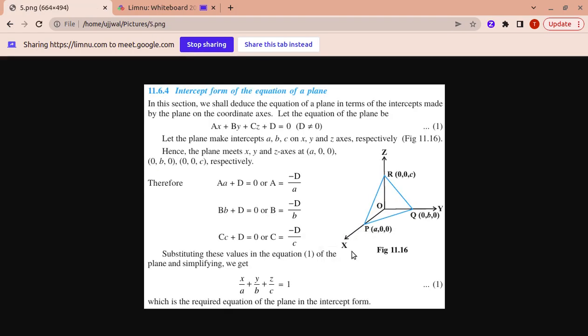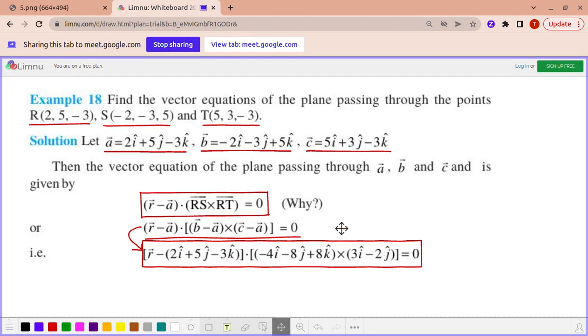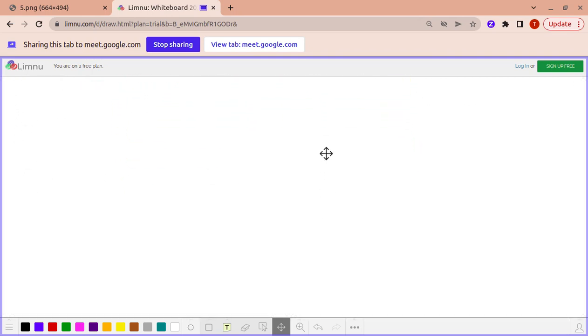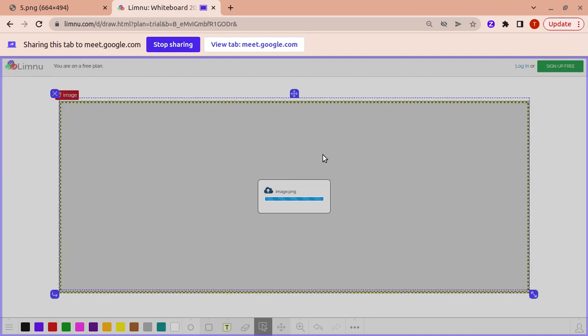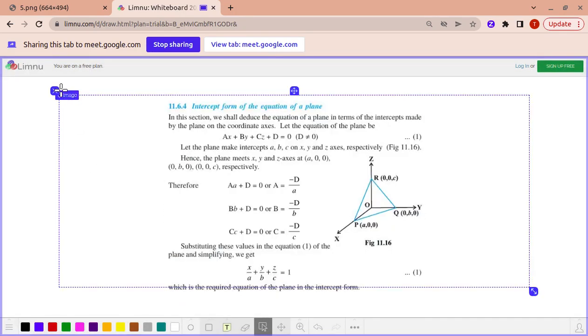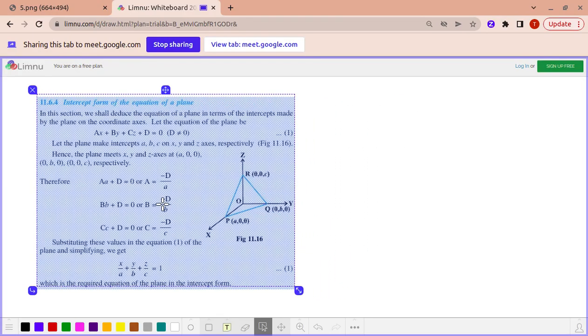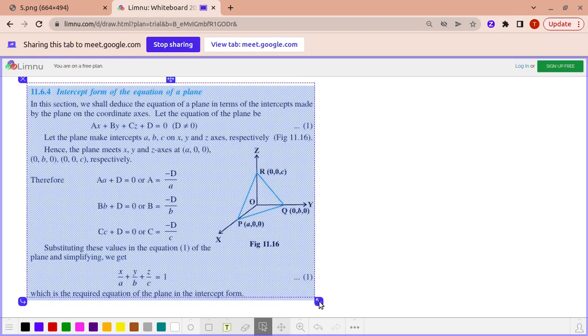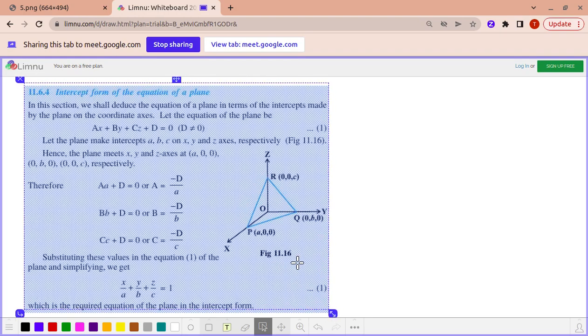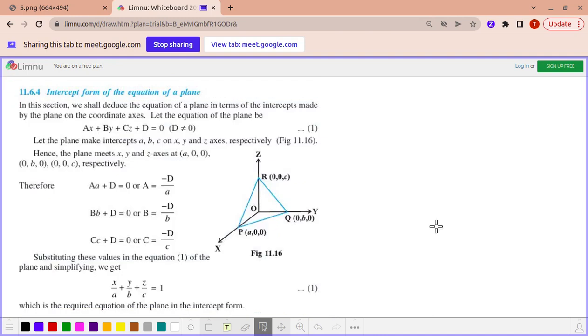So here we are going to discuss the equation of a plane in intercept form. So dear students, this is a special case of the previous topic, whatever we discussed, the equation of a plane passing through three non-collinear points. So the special form we are going to discuss is the intercept form of the equation of a plane. Okay. So let us consider the plane.